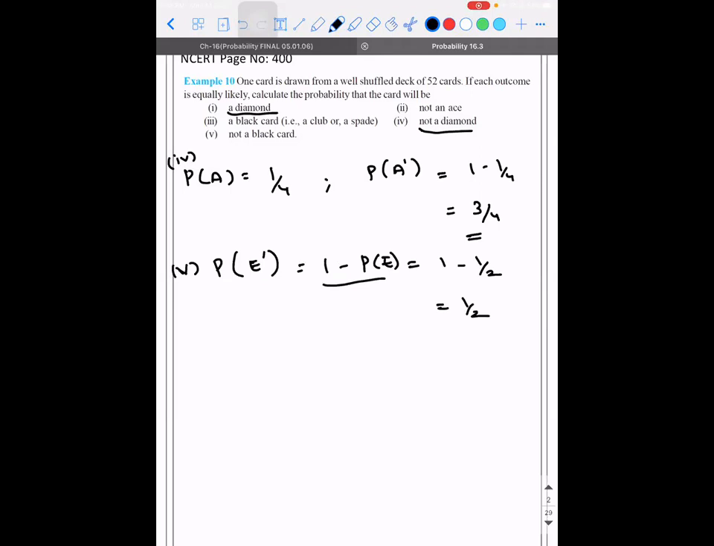So how many red cards are there? 26. You have heart and diamond, right? They are 26. 26 out of 52. That is 1 by 2. Both will give you the same answer. So I used this one because I wanted to show you how to use event not A. I hope it is simple, right? Shall I move on to the next one?